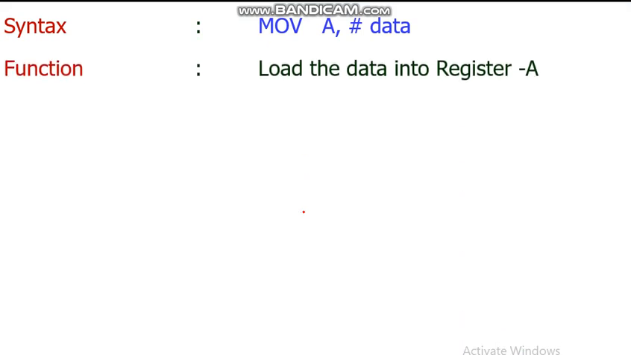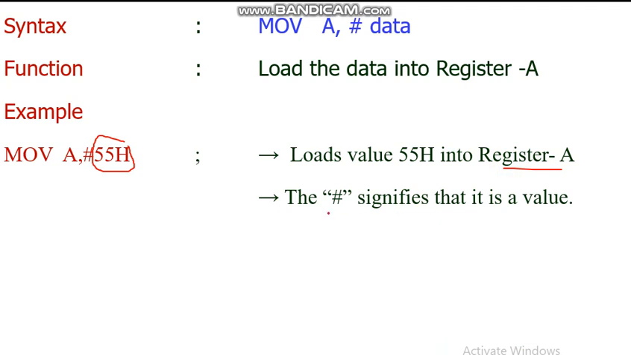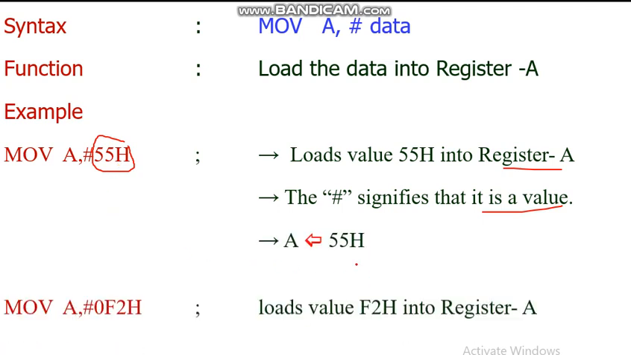Let's see first syntax, that is MOV A, #data. Its function is load the data into register A. Example, if your instruction says MOV A, #55H, meaning of this, data 55 hex is loaded into register A. This hash sign indicates that it is a value. So anything after hash, that is 55, is nothing but a value. It is a direct value, or we can say immediate value. So A will be equal to 55H.